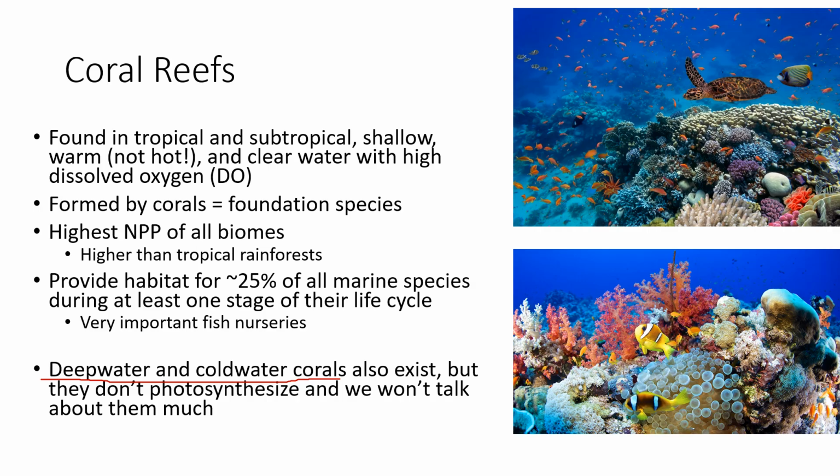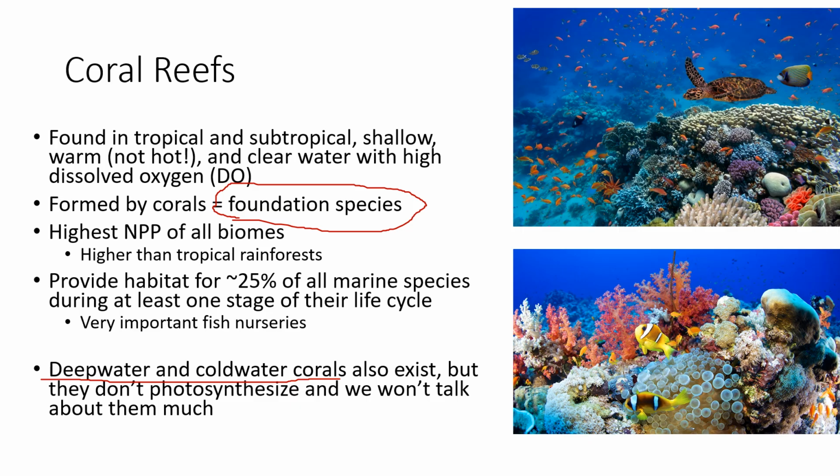These reefs are formed by the corals. So when we get to foundation species in about a couple weeks, these are an example of foundation species. One of the highest net primary productivity of all biomes. It's comparable to tropical rainforests and how productive it is. And coral reefs, importantly, provide habitat for a quarter, 25% of all the world's marine species. All the world's oceanic species, 25% of them depend on the corals for at least one stage of their life cycle.